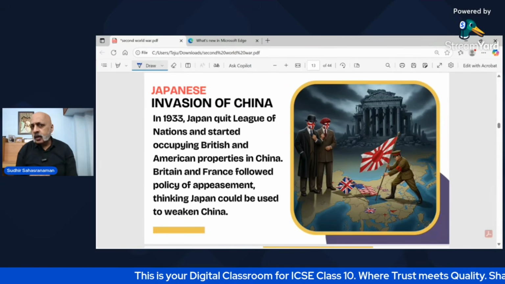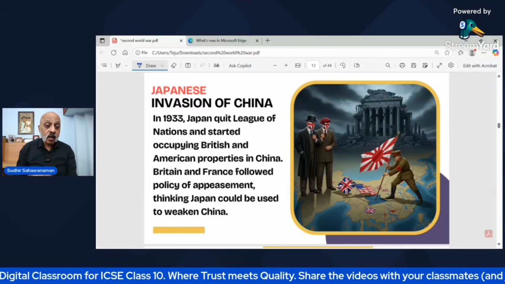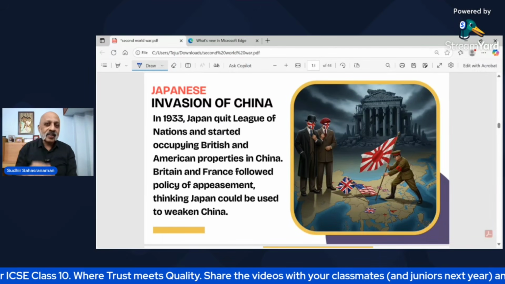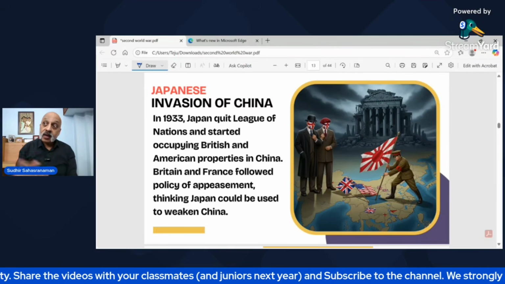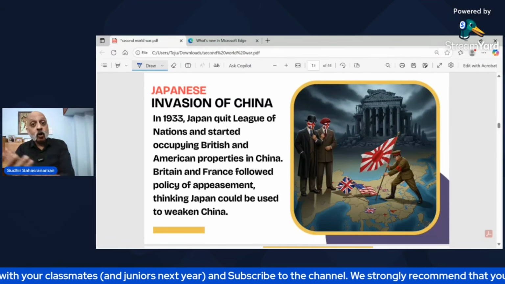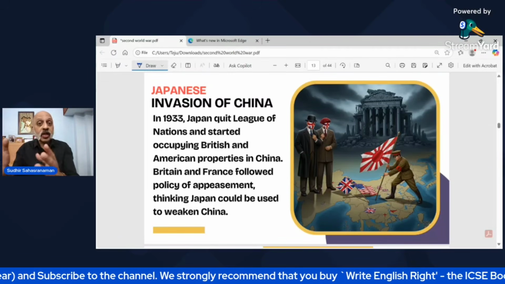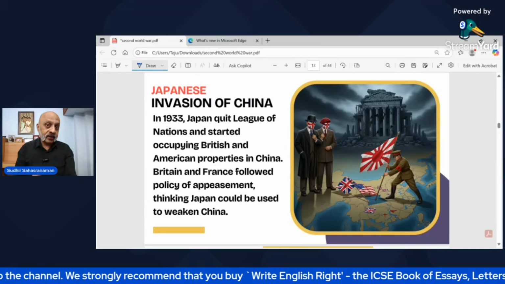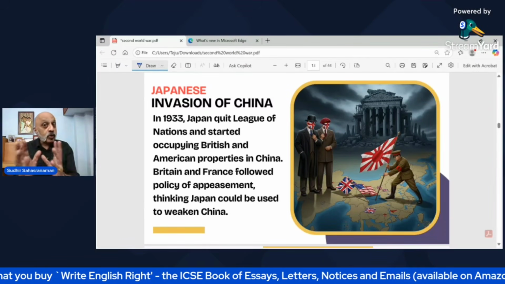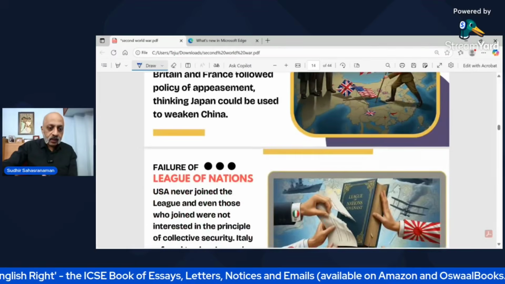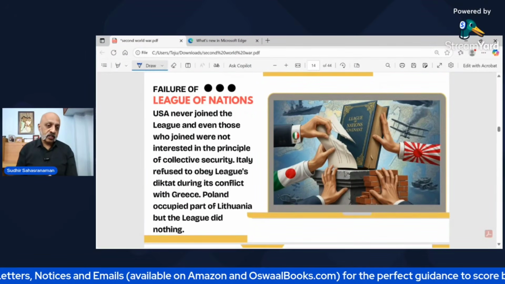Now you would think that Britain and America should object, but what Britain and France did was they kind of said, let's ignore it, because we can use Japan to control China better. It will become weak and then we can take on Japan. But right now, let Japan do all this dirty work, let it control China, and then we will take care of Japan later. So that was the politics that Britain, France, USA, etc. were playing. The fourth big reason was the failure of the League of Nations.